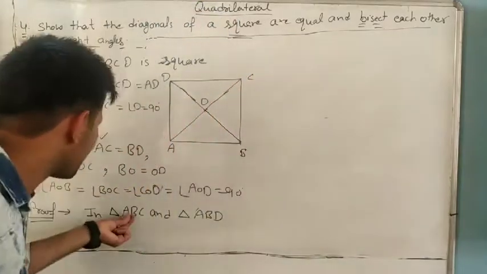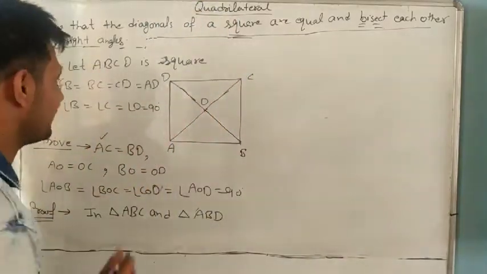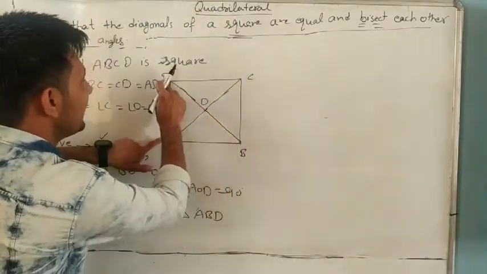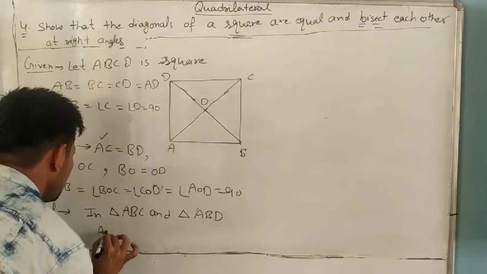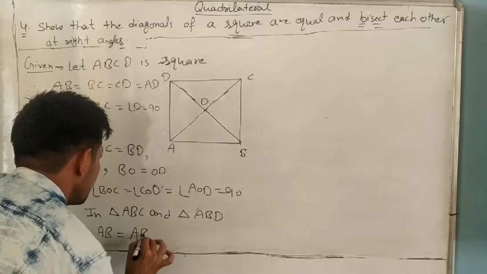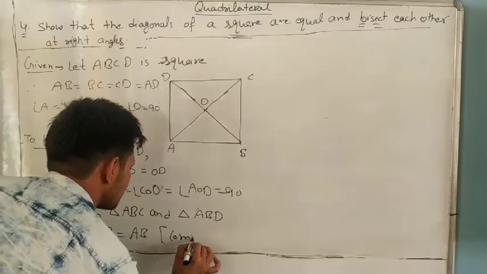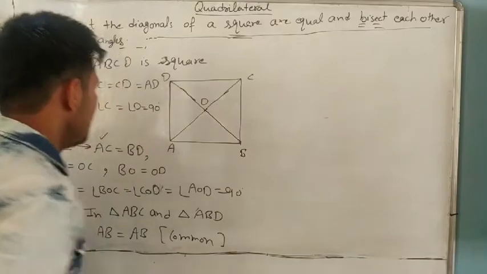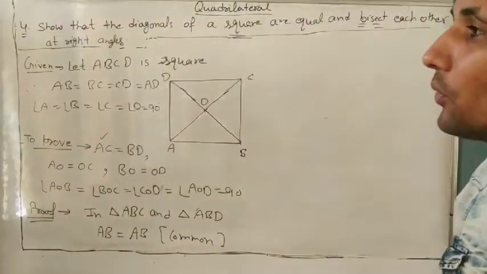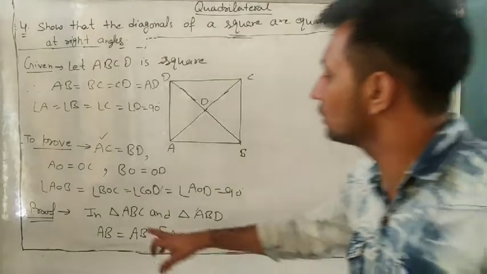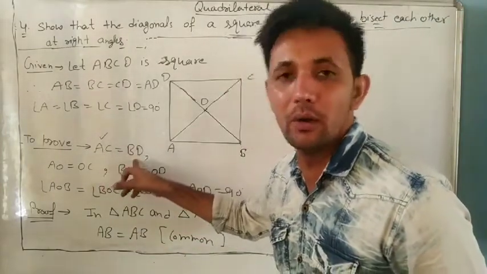So now we observe AB is common. Yes, so you write ABD and ABC. AB is common, AB equal to AB. We want to prove that these two triangles are congruent. Why do we want to prove that these two triangles are congruent? Because we want to prove that AC equal to BD.